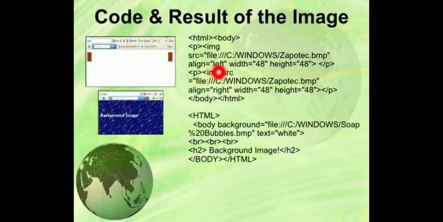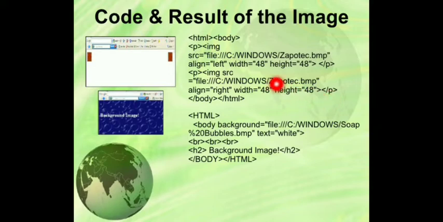Then it is align left, so the image will be aligned to the left side. You can see this is the image, a sample image, Zapotec.bmp. Align left means the image will appear at the left side. Its width is 48 and height is also 48. Now paragraph closed. Now another paragraph starts. img src, this is the complete path of Zapotec.bmp, that means the same picture is inserted. Then align equals to right, so this time the image will be aligned to the right side. Then width equals to 48 and height equals to 48, and then paragraph closed.